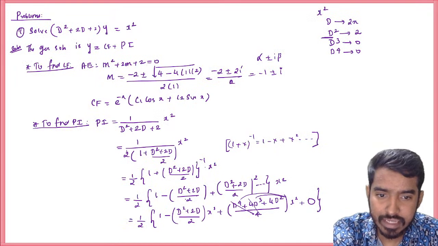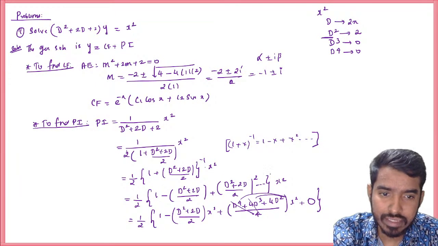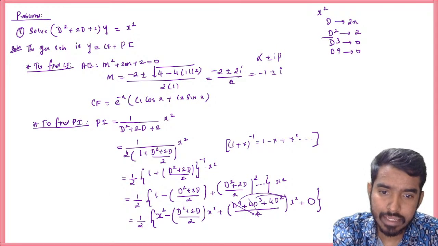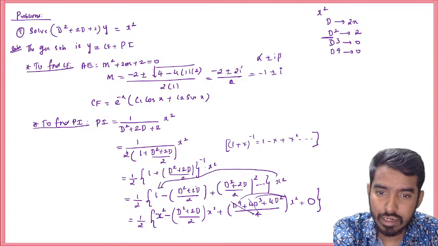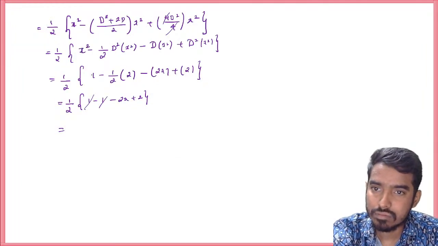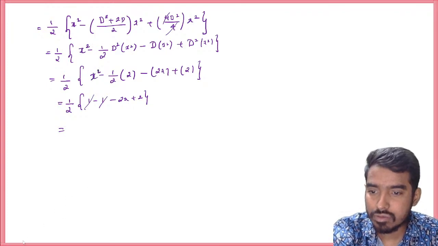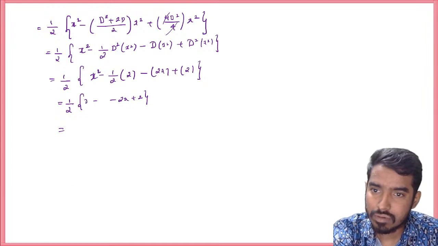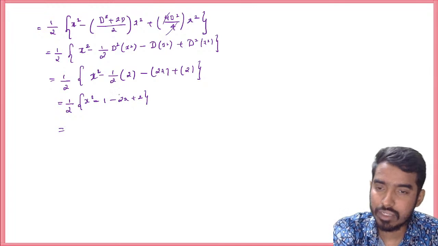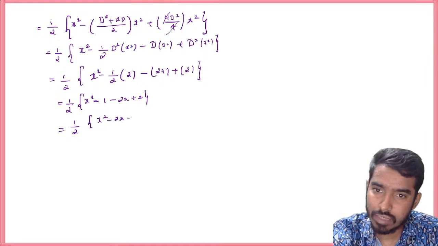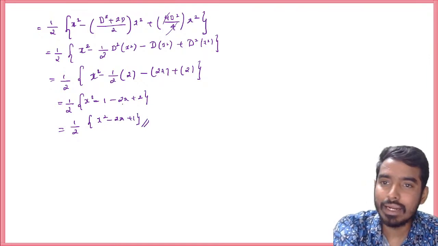I need to multiply x square inside, right? So that means 1 into x square, x square into 1, x square into this term and this term, right? So we have x square minus 1 minus 2x plus 2. So this will be 1 by 2 (x square minus 2x plus 1), right? It's the required particular integral.